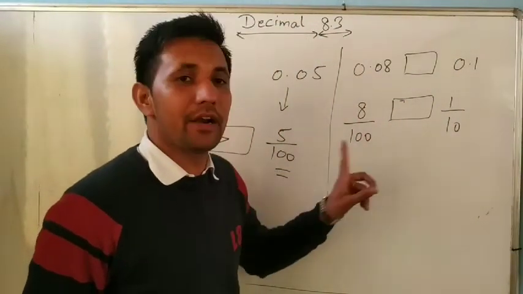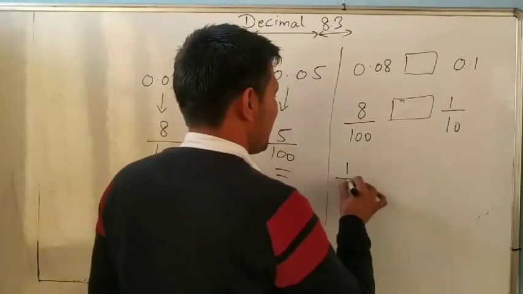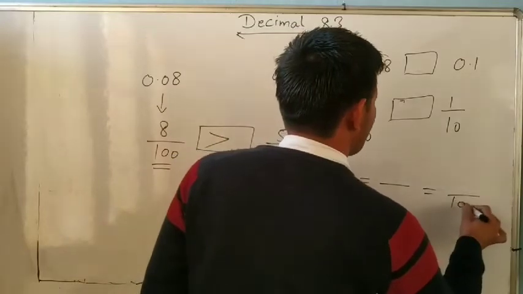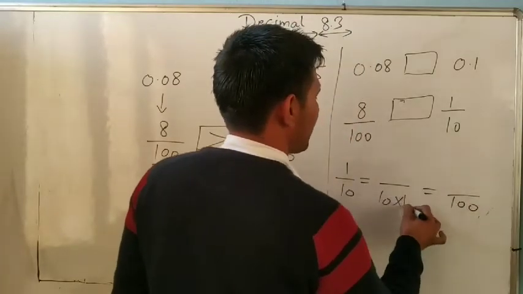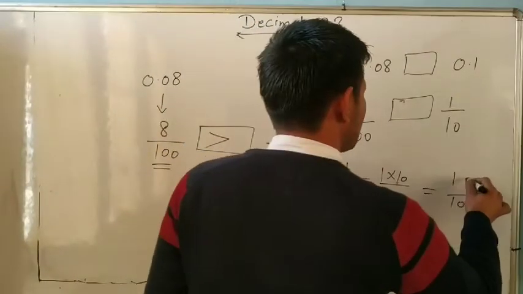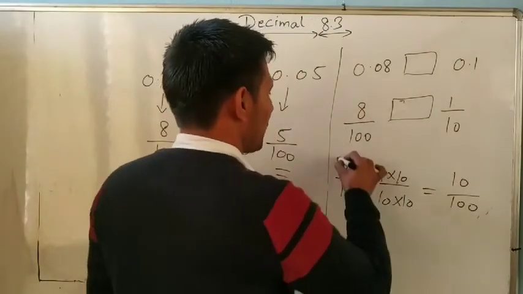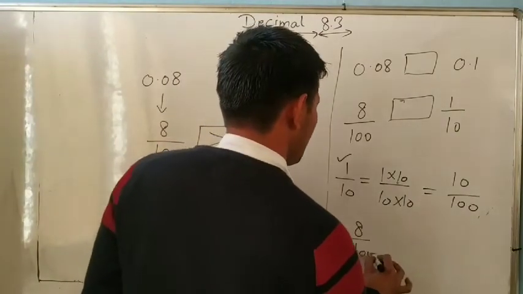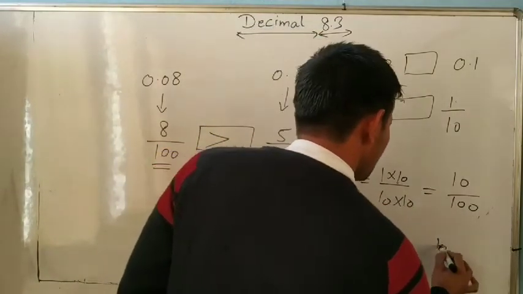The LCM of 10 and 100 is 100. So for 1 by 10, what number will you multiply by 10 to make it 100? In the numerator and denominator, multiply by the same number. So 1 by 10 means 10 by 100, and 8 by 100 stays as it is.